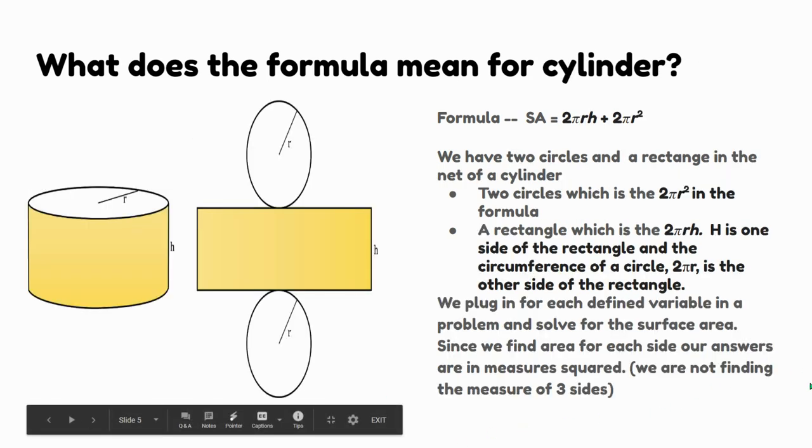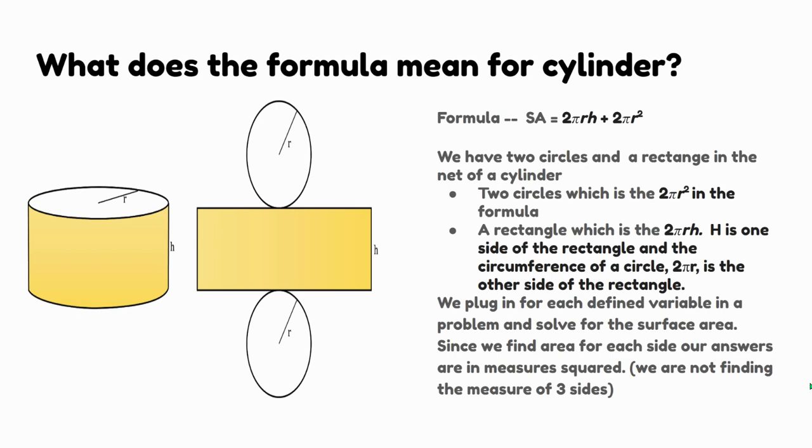What does the formula mean for a cylinder? Well, the formula is surface area is 2 pi r h, which is your circumference times height, plus 2 pi r squared, which is your area for your circles. All right, so we have 2 circles and a rectangle in the net of a cylinder. The 2 circles, which is the 2 pi r squared part, and a rectangle, which is the 2 pi r h part. Now, h is one side of the rectangle. That's the height. The other side of your rectangle, in this case the long one there, that's 2 pi r. That's the circumference of a circle.